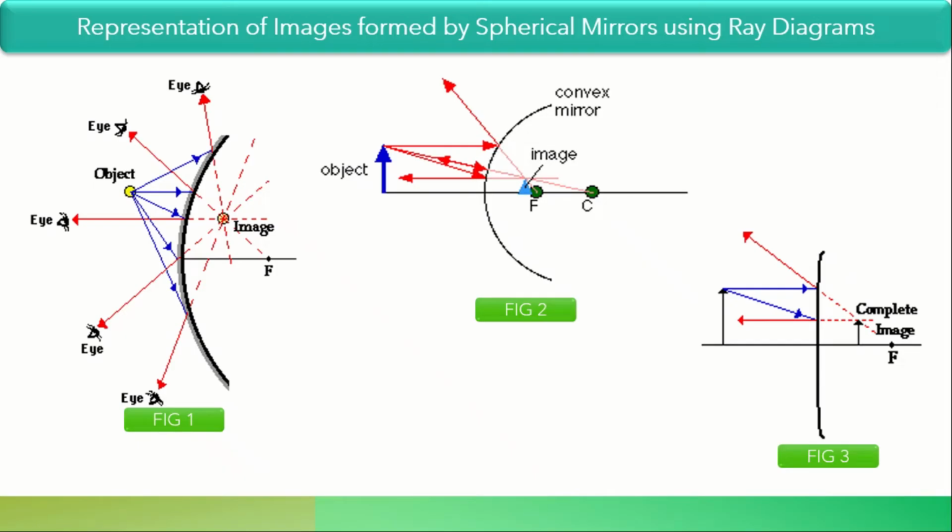Consider an extended object as in figure 1 or figure 2. The extended object of finite size is placed in front of a spherical mirror. Each small portion of the extended object acts like a point source. You can see a number of rays coming out of the object. An infinite number of rays originate from each of these points.